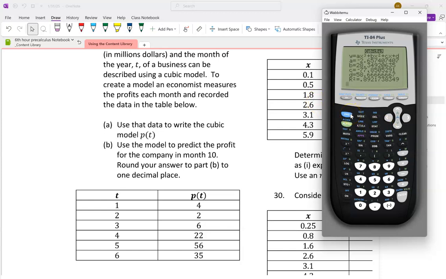So that's part A. Now to get to part B, I want to do y1 of 10. So again, to get the y1, where do we go? Vars. And then Y-vars, function, y1. And I'll just do of 10. So I'd expect this. Think this is a reasonable prediction? Probably not. That seems absurd that you're losing $542 million.